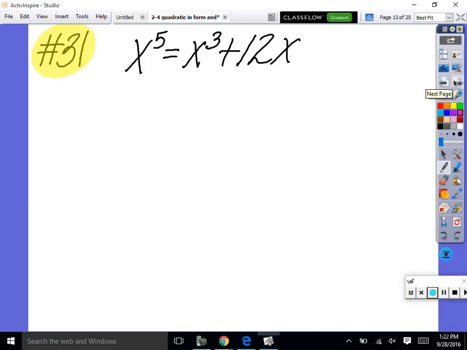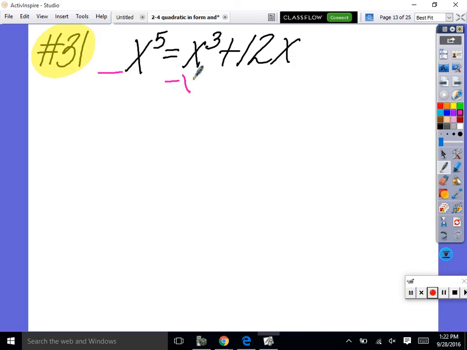Okay, looking at number 31. Do you guys see how it's not equal to 0? So your first step is to get it equal to 0. A lot of people are going to want to bring x⁵ over because that's only one thing to bring over, but refrain from it. At all costs, I want to keep the leading term positive. So I'm going to bring these both over.